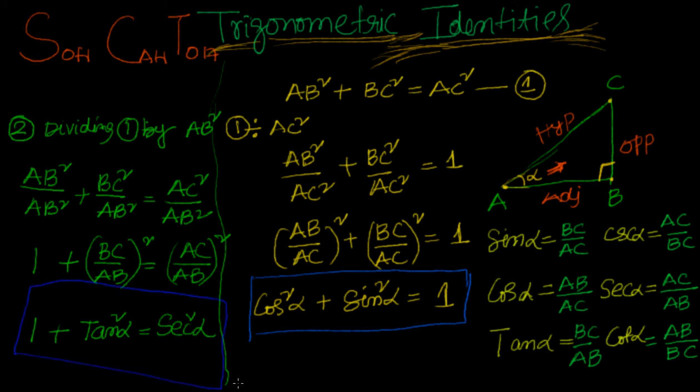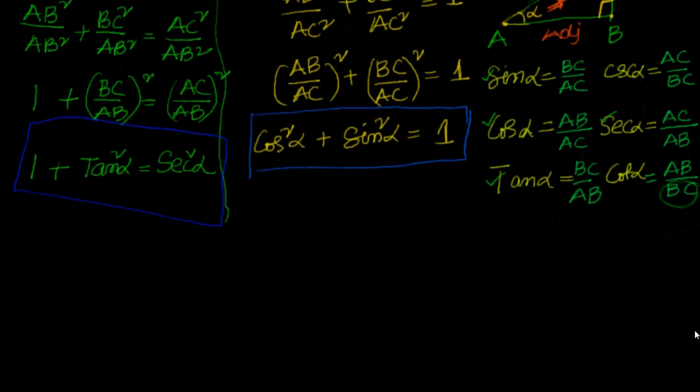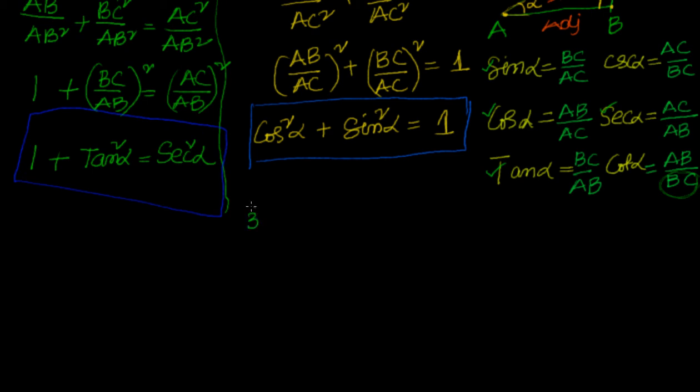You got 2 identities. The third one, I want you to do. See here, cosecant alpha and cot alpha, that is what is left, right? Sine is covered, cos is covered, secant is covered, tan is covered. So only cosecant alpha and cot alpha are left. Look at cosecant alpha and cot alpha, in the denominator what do you have? BC. That means you have to divide this whole equation by BC square. I am just going to give you a hint, because I want you to be part of this. I want you to do this.